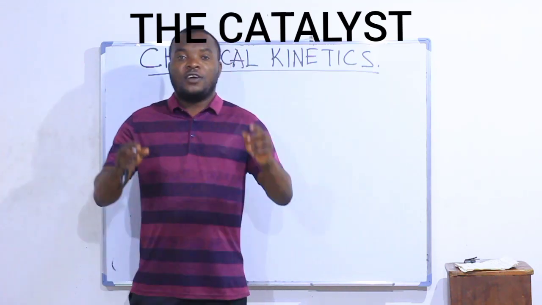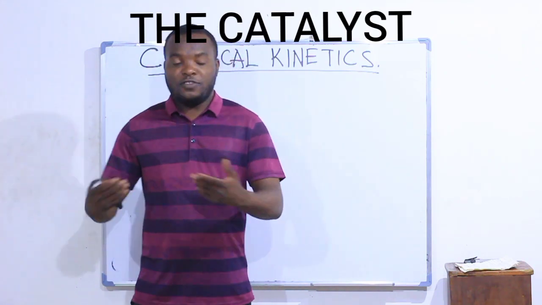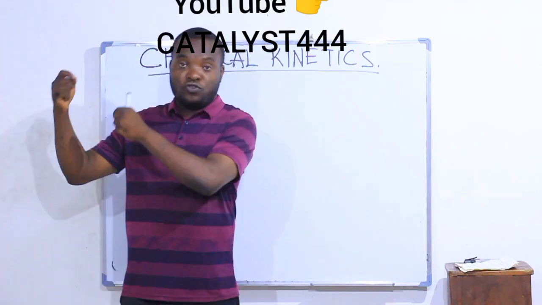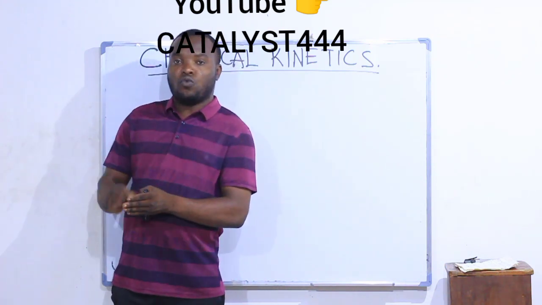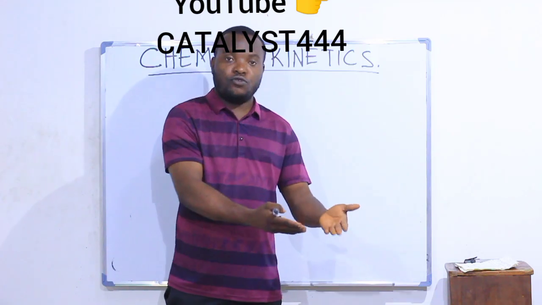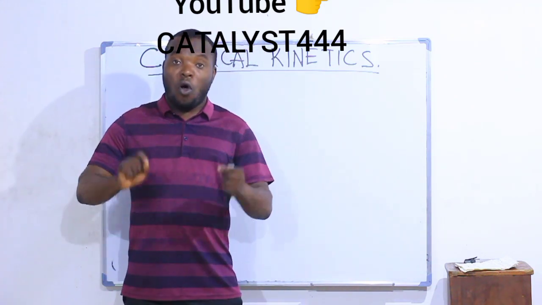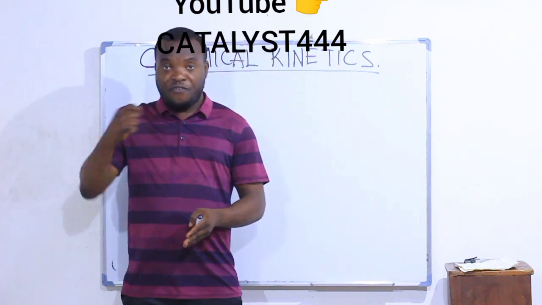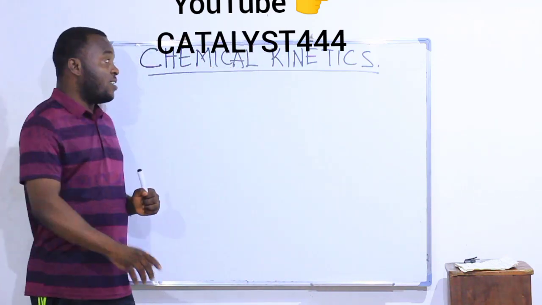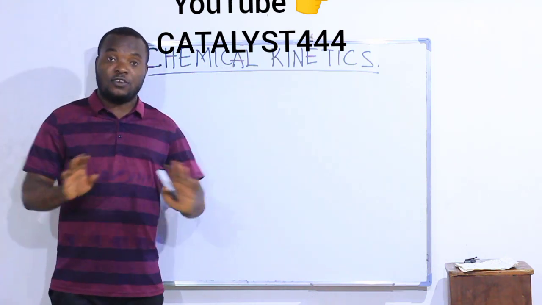We should know that different chemical reactions occur at different speeds. For instance, if I want to react hydrogen gas with nitrogen gas to produce ammonia, the speed at which that reaction will occur will be different from the speed at which a reaction between sodium hydroxide and an acid to give us a salt and water will occur. So different chemical reactions occur at different speeds. Some reactions are very fast, while some are very slow. The most important thing here is that we are dealing with the speed at which chemical reactions take place. That is what chemical kinetics is all about.